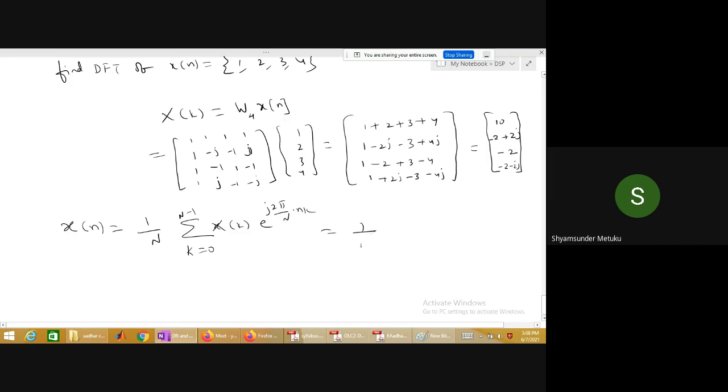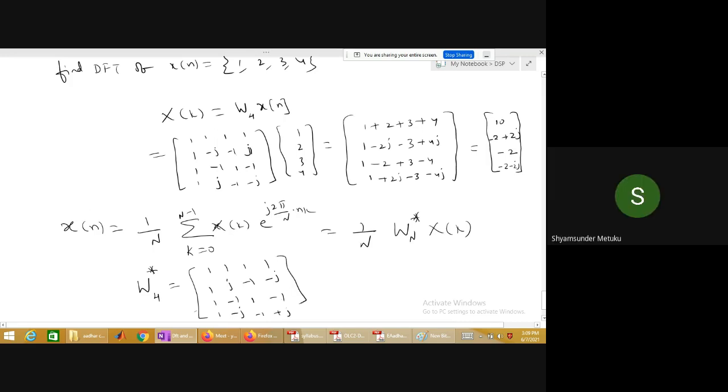In terms of the twiddle factor, it is given by W base N complex conjugate of the transformation matrix times x of k. Are you able to follow? What do you mean by complex conjugate of this matrix? Real part does not change. Imaginary part changes sign: minus j becomes plus j, plus j becomes minus j, and minus 1 remains minus 1. Yes or no?